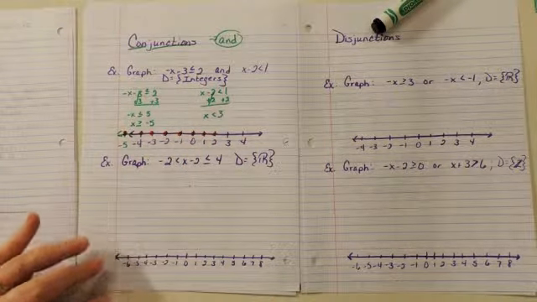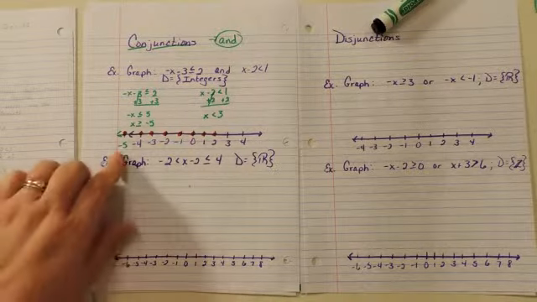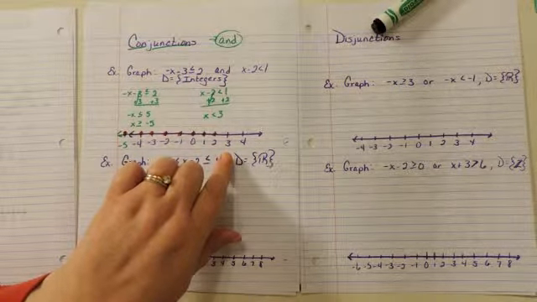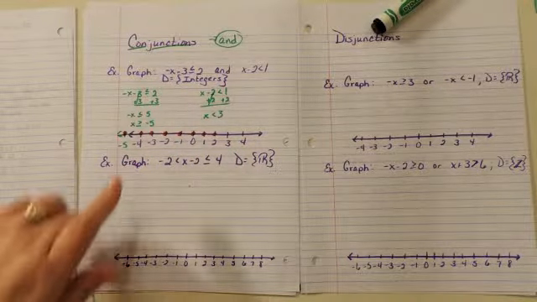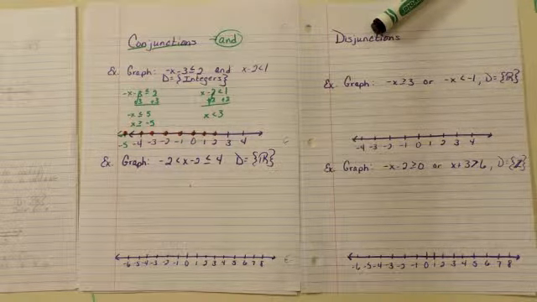It is all of the integers between and including negative 5 and less than 3, but not including 3. So that would be your graph. Okay, let's try another one.